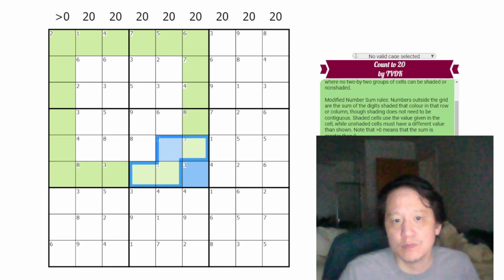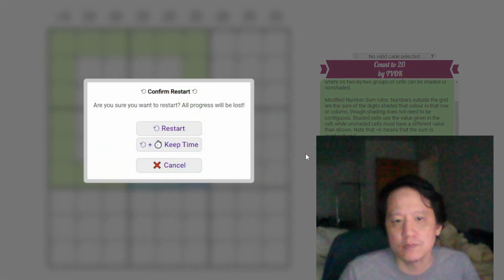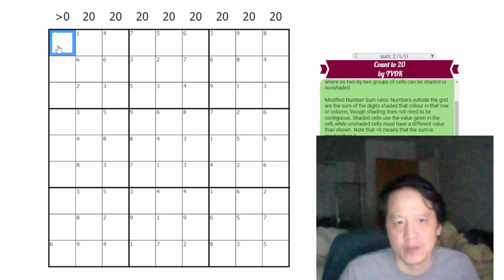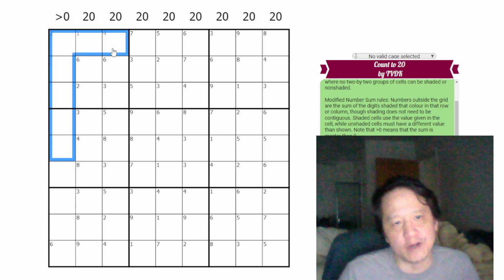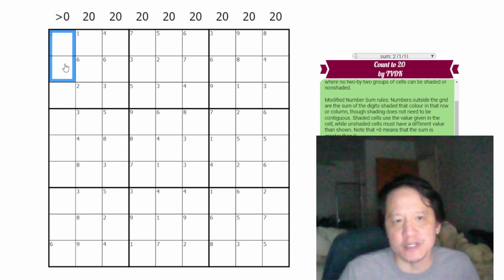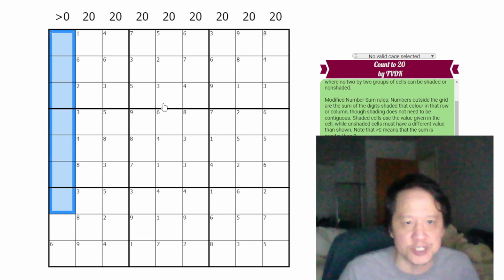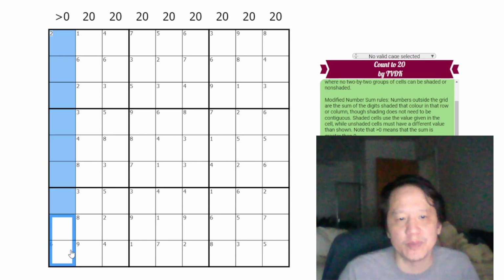So this, obviously, that's one rule for the yin yang puzzle, or one secret. The other secret is if you have some contiguous cells that are shaded or unshaded, and then you stop.